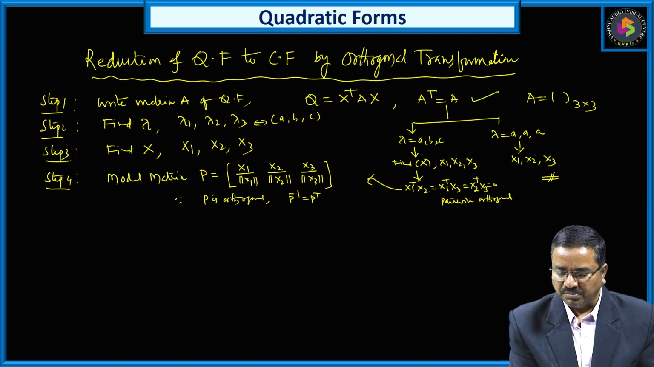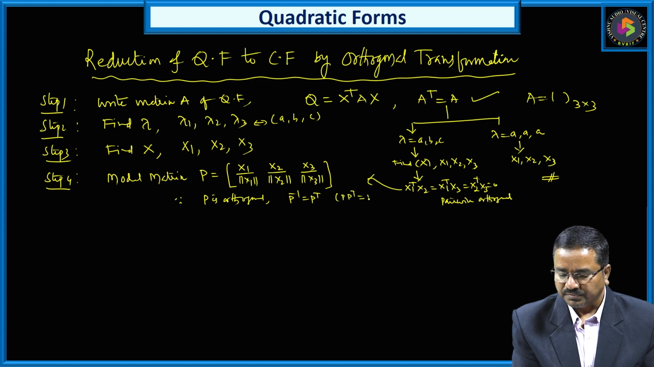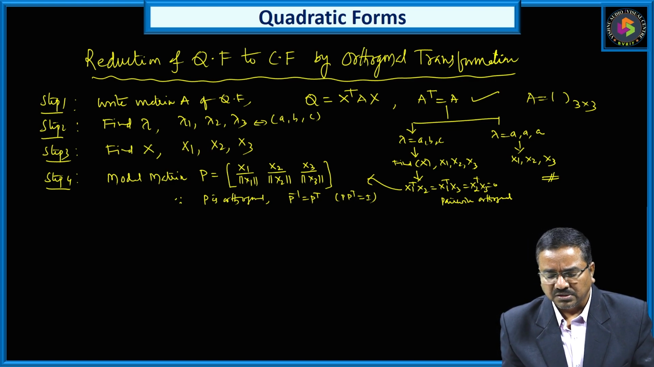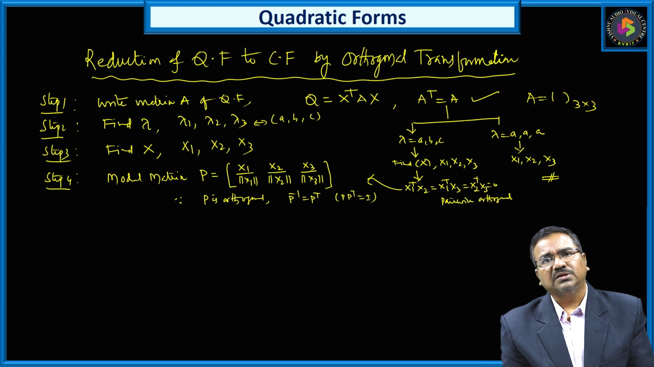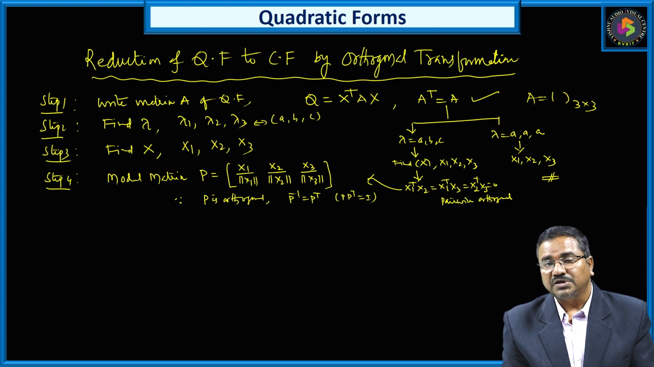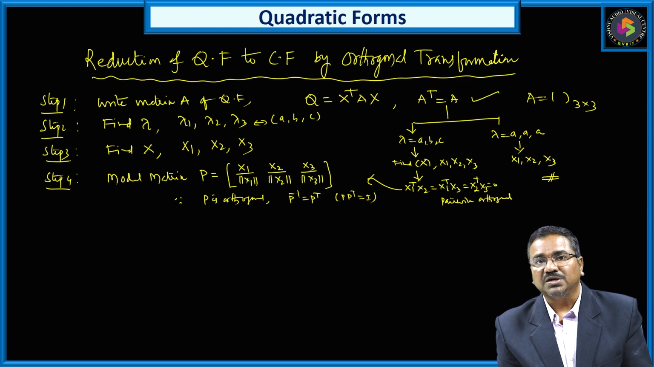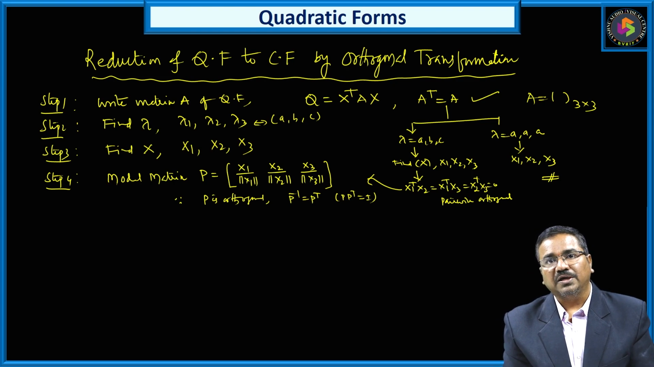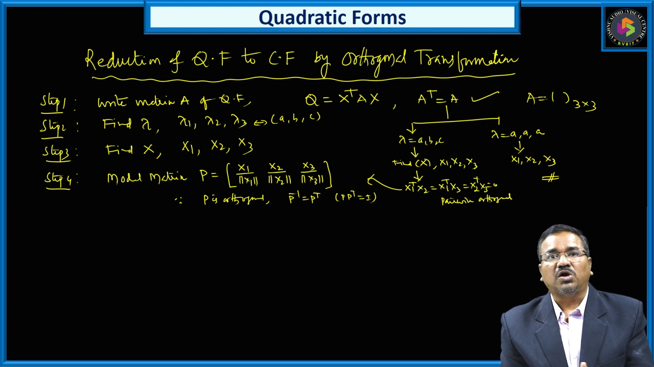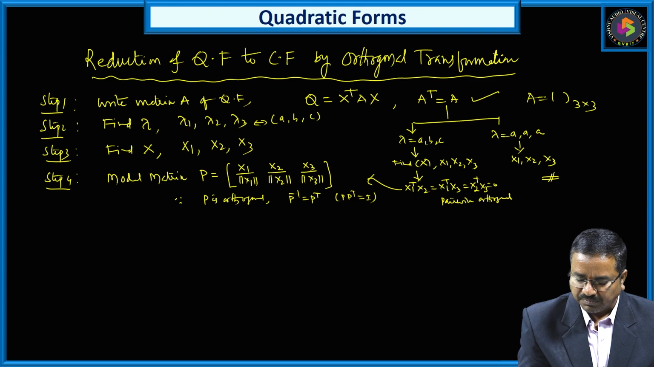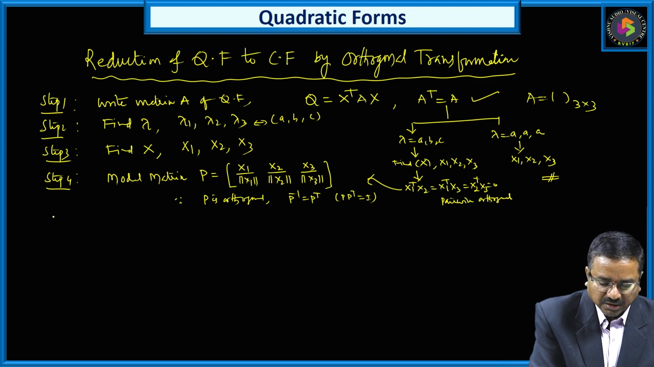P P transpose is equal to I. What is the meaning of P P transpose equal to I? It means P inverse is equal to P transpose. This is the advantage if the matrix is symmetric: the model matrix will be orthogonal. But this does not happen for a non-symmetric matrix. Earlier we computed P inverse using the formula adjoint P by det P, but here it is not required, because the matrix is symmetric, so the model matrix is orthogonal, and P inverse is P transpose. Now, step 5.